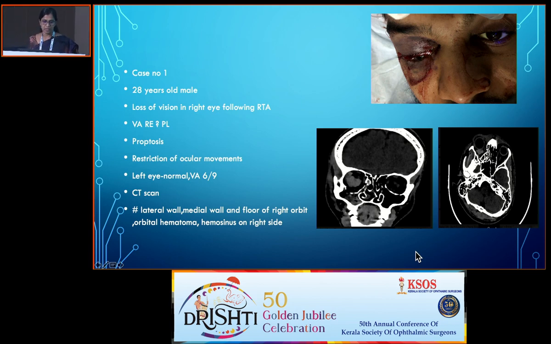So the first case is a 28-year-old male. He presented with loss of vision in the right eye following a road traffic accident. His visual acuity in the right eye was doubtful perception of light. There was proptosis and restriction of all ocular movements. The left eye was normal, and CT scan showed fracture of the orbital floor and medial wall, and there was hematoma in the orbit and in the sinuses.